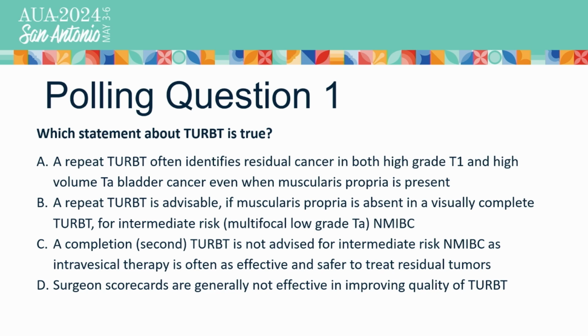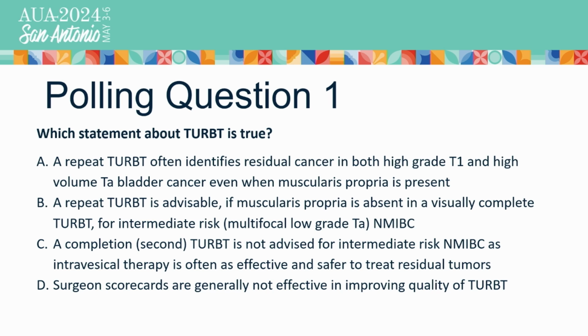Polling question number 1. Which statements about TURBT is true? Response 1, a repeat TURBT often identifies residual cancer in both high-grade T1 and high-volume Ta bladder cancer, even when muscularis propria is present. Response 2, a repeat TURBT is advisable if muscularis propria is absent in a visually complete TURBT for intermediate risk non-muscle invasive bladder cancer, in this situation defined as multifocal low-grade Ta urothelial cancer.